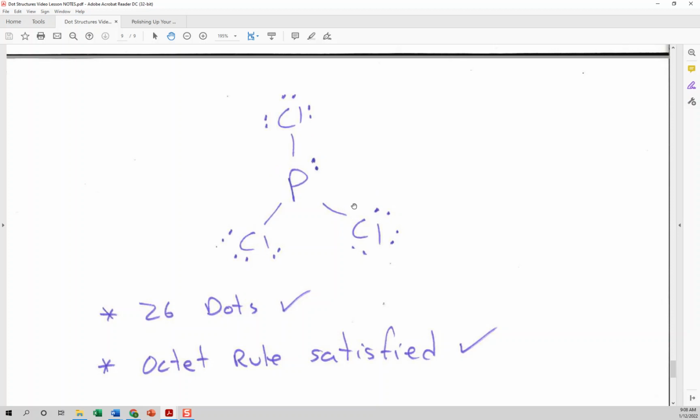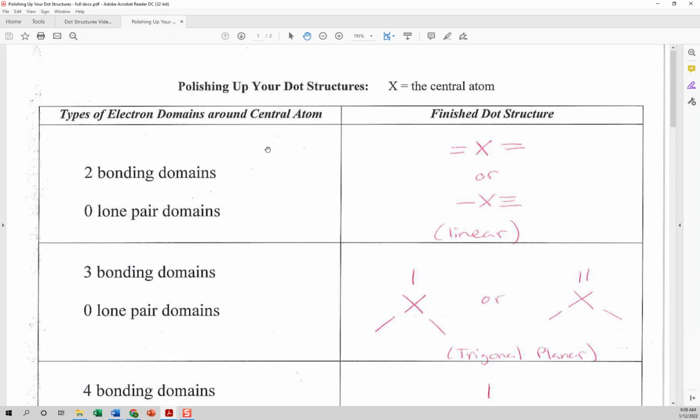But another thing you want to start getting used to is trying to represent the shape of the molecule a little bit better in your final structure. And so let's understand, these electron domains that are around the central atom, they want to spread out as far away from each other as they can, because what do electrons do to each other? They repel. So these electrons want to be away from the other electrons. And so they're going to spread out. So you don't have to do this, but it kind of helps you understand the shape a little bit more, is you want to reference this document. It's called Polishing Up Your Dot Structures.